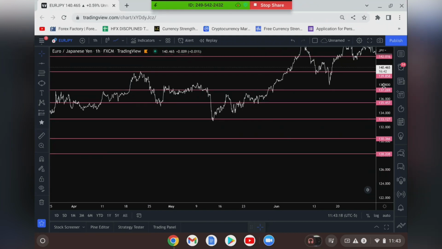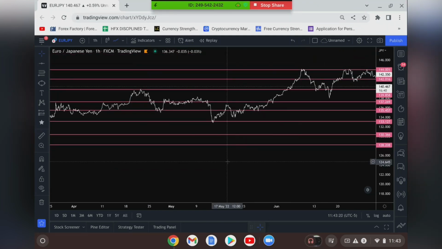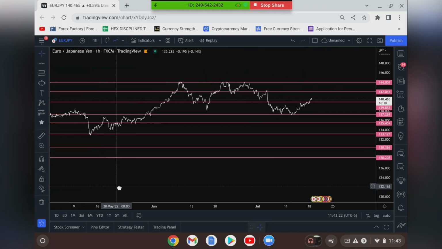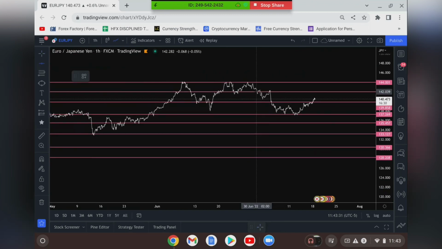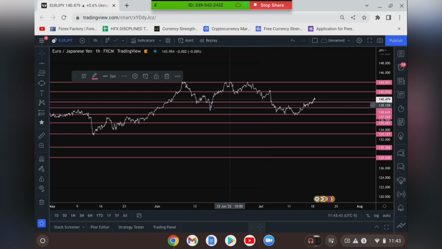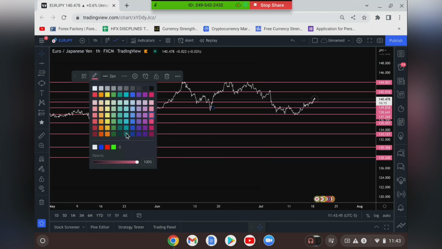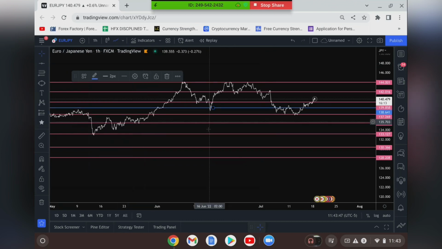And then what I'm going to do here on the hourly, you guys, is I'm going to find more areas of support and resistance, but this time I'm going to make the lines a different color, so that way I can be able to tell what zones are from my 4-hour time frame and what zones are from my hourly time frame. Okay, so I do see one right here. I'm going to make this blue.